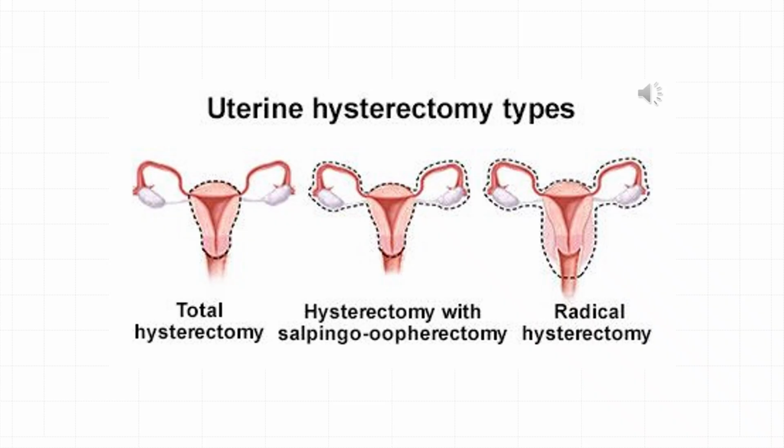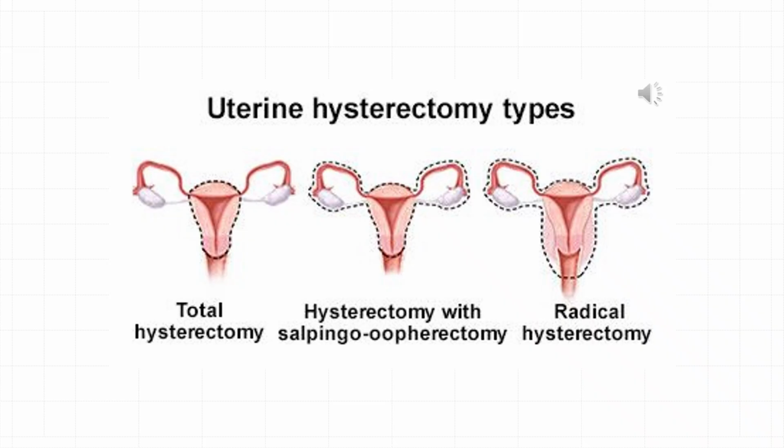For our radical hysterectomy, this is a removal of the uterus, cervix, upper portion of the vagina, surrounding lymph nodes, and tissues surrounding. This is primarily used for gynecological cancers for the patient.